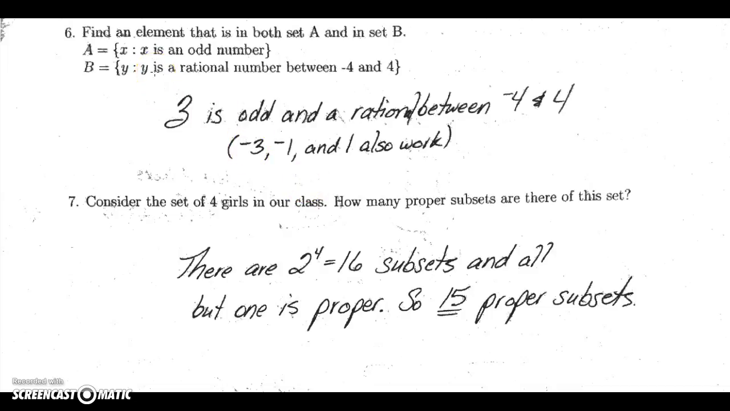Okay, an element that's in set A and B. So A is the set of all x such that x is an odd number. In other words, it's all the odd numbers, 1, 3, 5, -1, -3, -5. And then we know that y is a rational number between -4 and 4. So we look for the odd numbers that are in between -4 and 4. We could use 3, -3, 1, -1, would be your four options there.